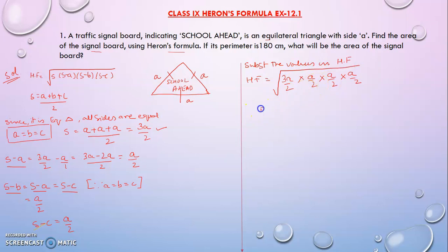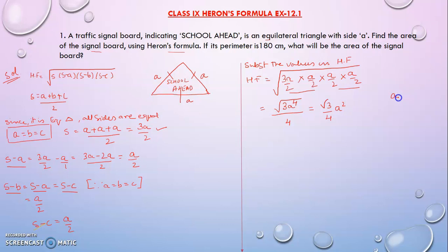So this will be A into A square, A cube, A to the 4. This will be 3A to the power 4 in the numerator upon 2 to the 4, to the 8, to the 16. What is the square root of 16? 4. Or you can see pairing: 2, 1, 2 from here and 1, 2 from here. So 4. This is calculation, students, which is equal to root 3 by 4 A square.